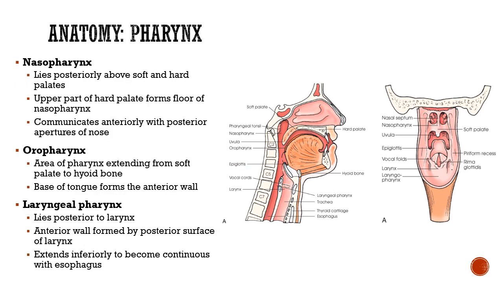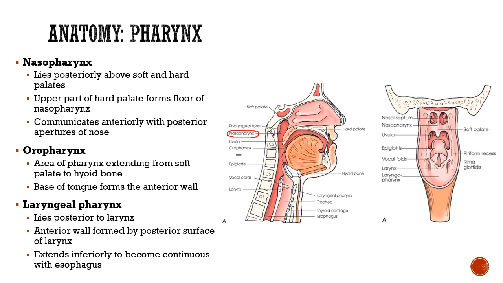The nasopharynx, which is located behind the nose, is behind both the soft and hard palates. The upper part of the hard palate forms the floor of the nasopharynx. It communicates anteriorly with the posterior apertures of the nose.